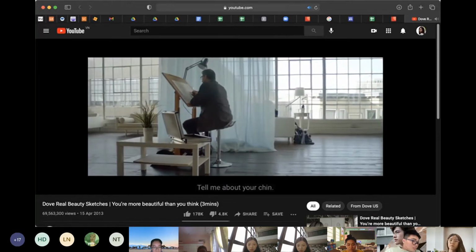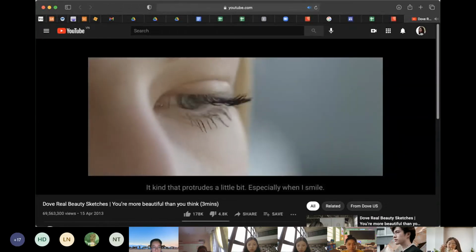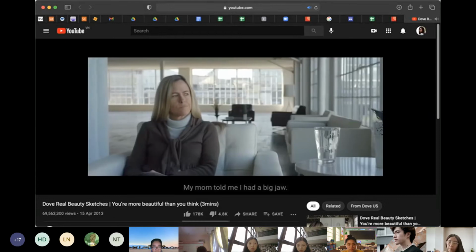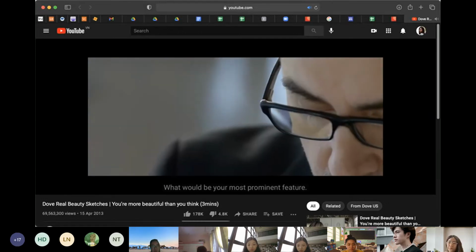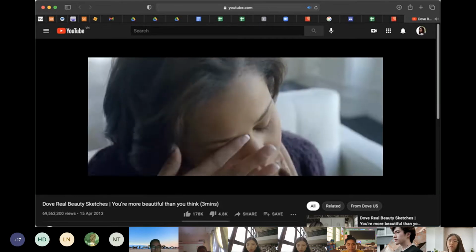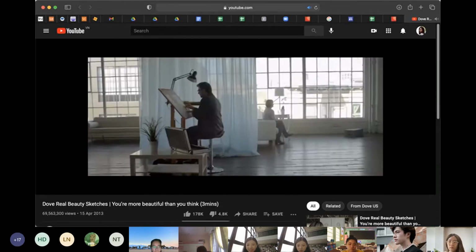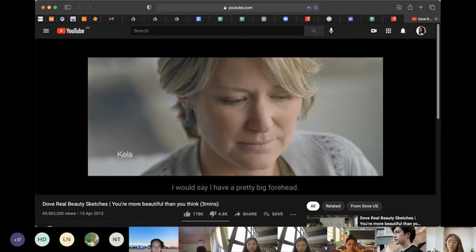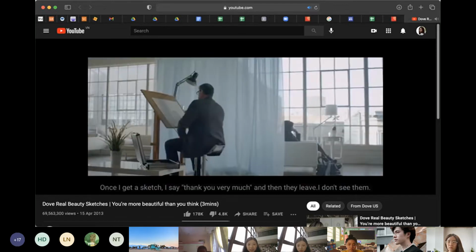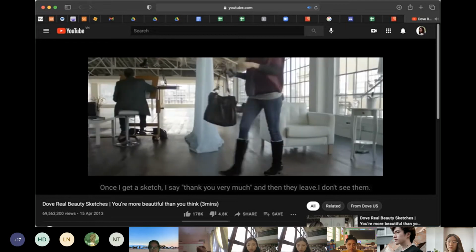Tell me about your chin. It kind of protrudes a little bit, especially when I smile. Your jaw. My mom told me I had a big jaw. What would be your most prominent feature? I kind of have a fat, rounder face. The older I've gotten, the more freckles I've gotten. I would say I have a pretty big forehead. Once I get a sketch, I say thank you very much, and then they leave. I don't see them.